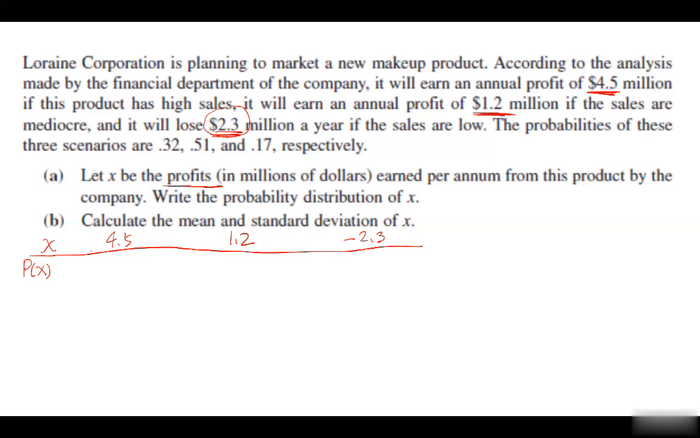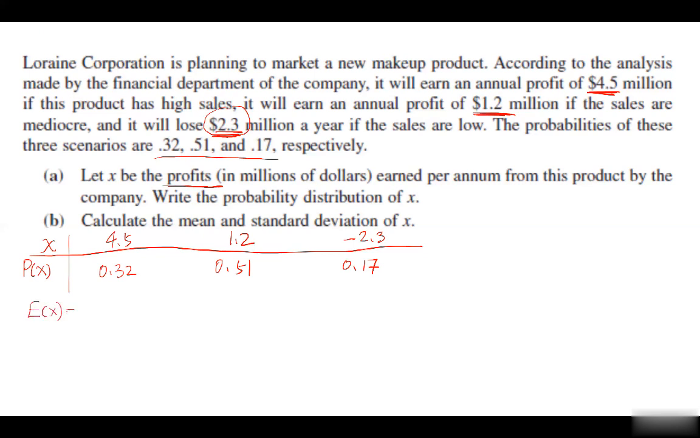So we have all the possible values of X, and what are the corresponding probabilities? The probabilities are given here, which are 0.32, 0.51, and 0.17. These are the corresponding probabilities. So the first question has been completed. Next, calculate the mean and standard deviation of X. Okay, what is the mean?